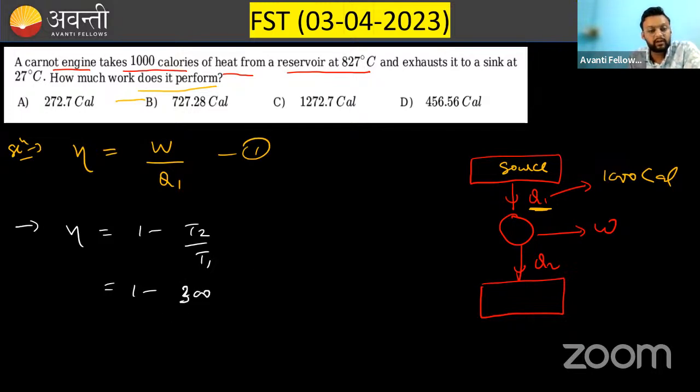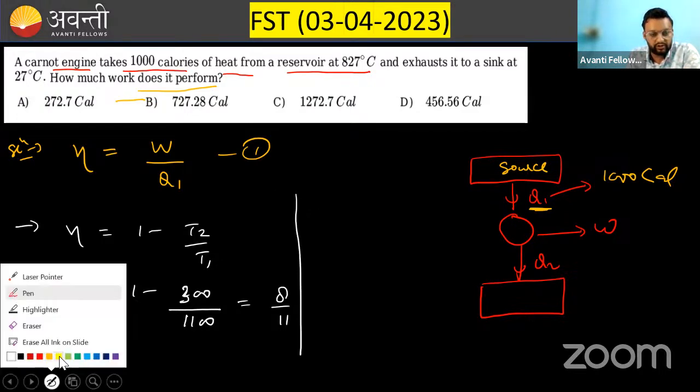You know how to convert to Kelvin now? By adding 273. Divided by T1, which will be 827. If I add 273, it will become 1100. So that will be 8 by 11. So now we know eta, we know the efficiency. Put it in equation number 1.